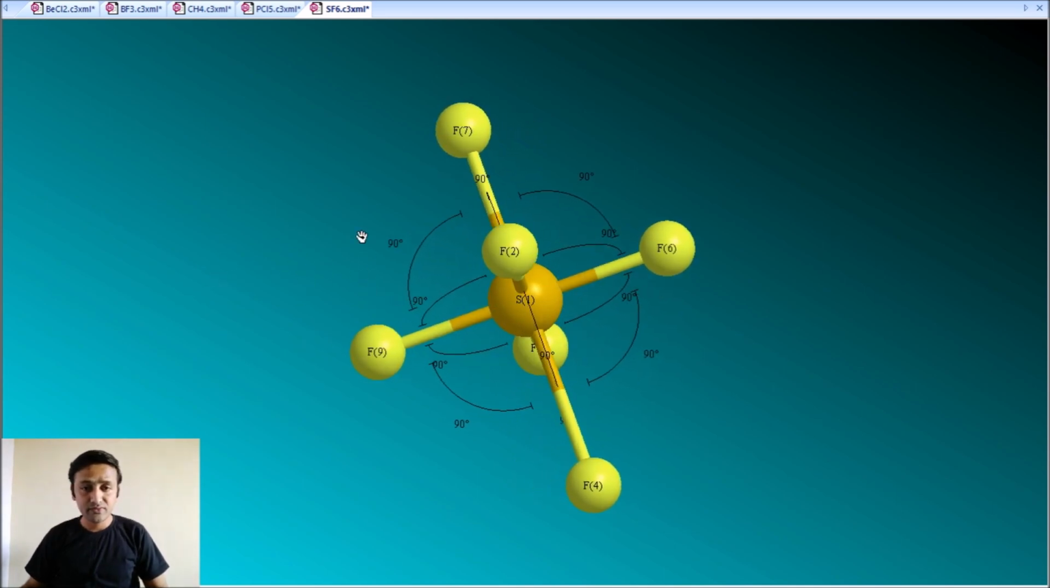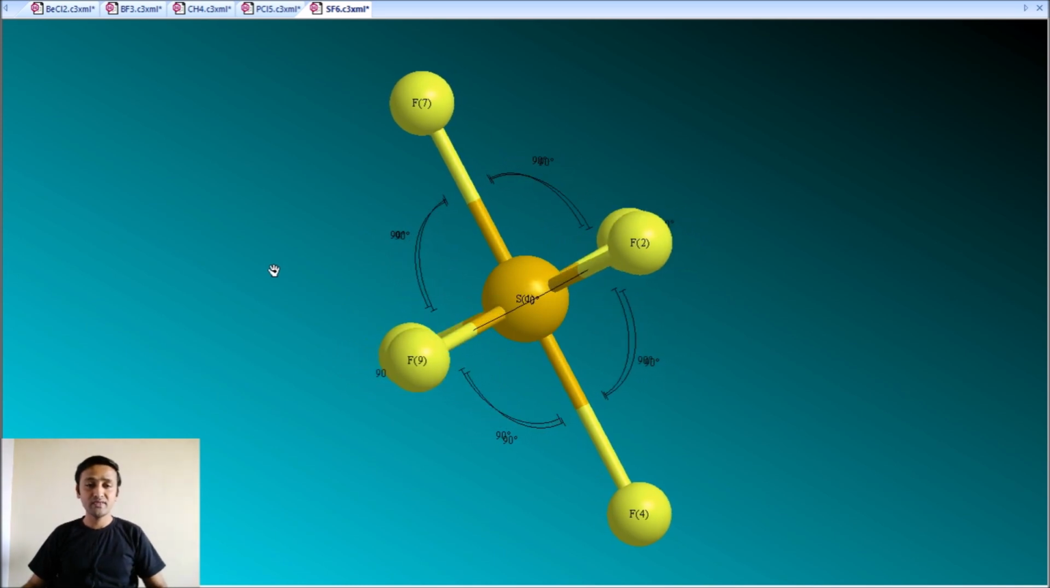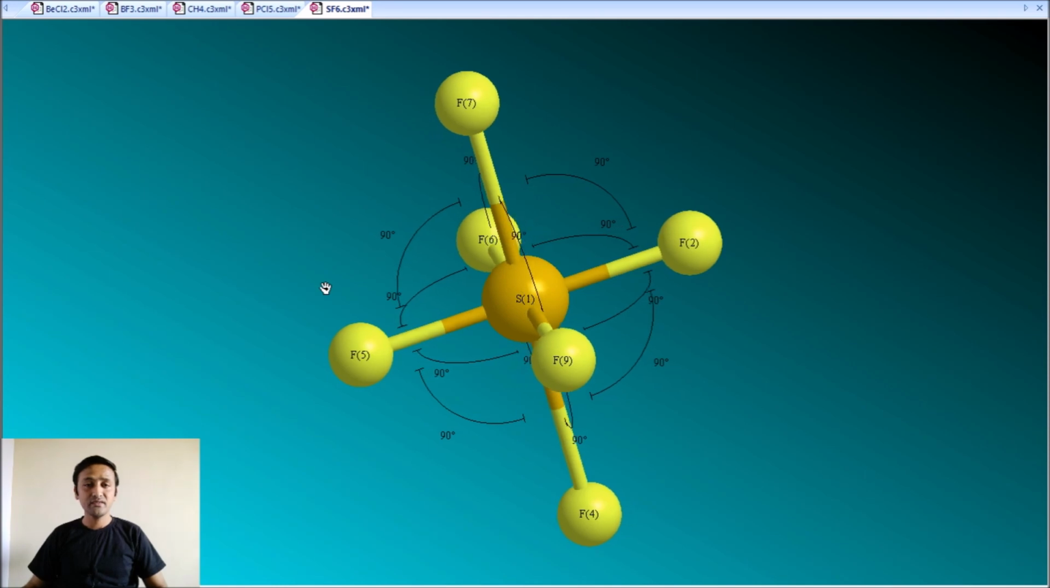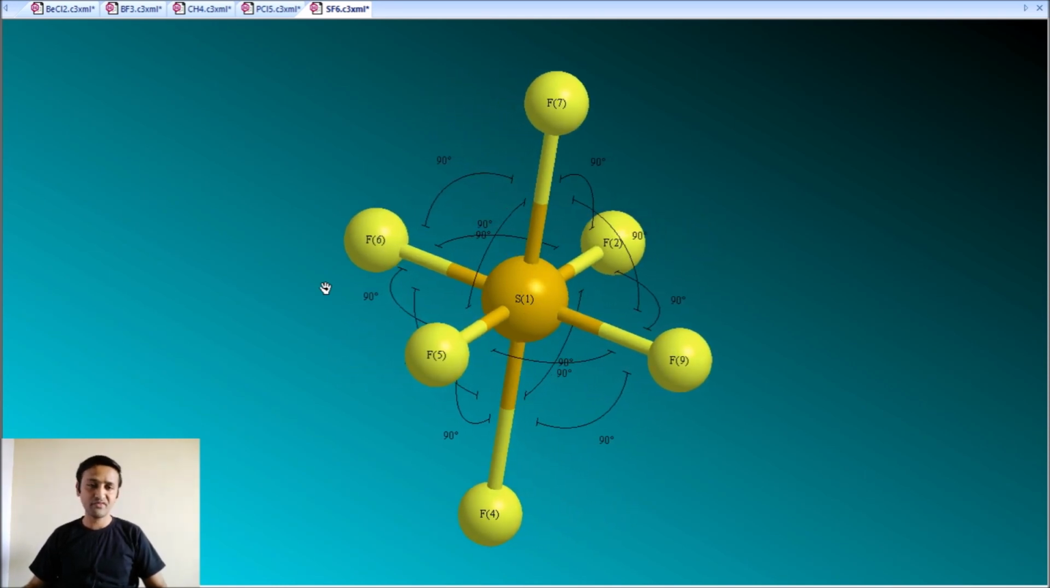So that's about the first part of VSEPR theory. In the second part, I'll be covering a few more molecules, like the molecules with lone pairs of electrons.